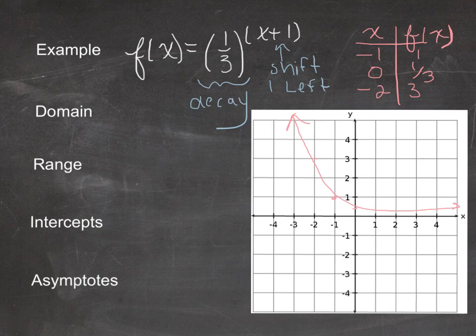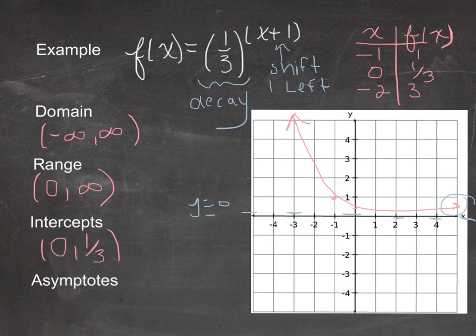Okay, so my domain again is I can choose any values for x from -infinity to +infinity. My range, I do have that asymptote still. I didn't shift up or down, so my asymptote is still at y equals 0. So I'm going to approach the x-axis the further out I go to the right, but I'm never actually going to touch it. So my range is going to be from 0 to infinity, but not including 0. My intercepts, I have my 1 y-intercept again, which is at (0, 1/3). I found that in my table of values up here. And my asymptote is still the same as the parent function, y equals 0.